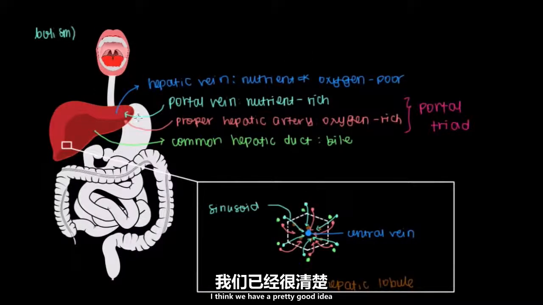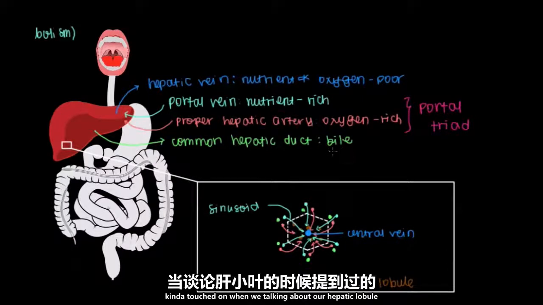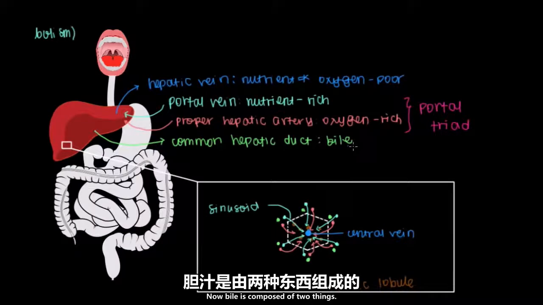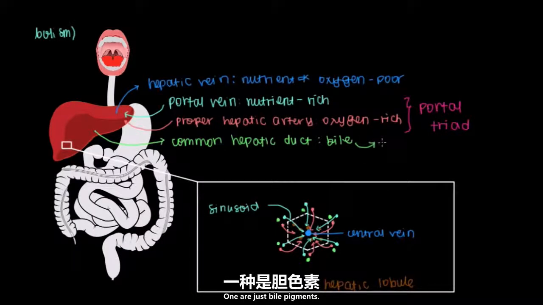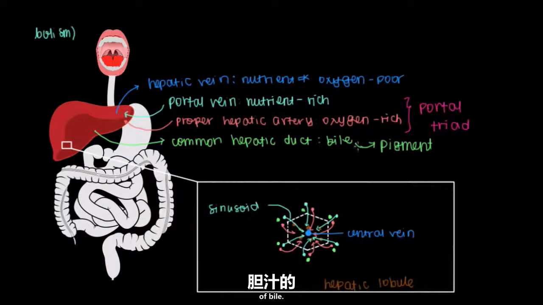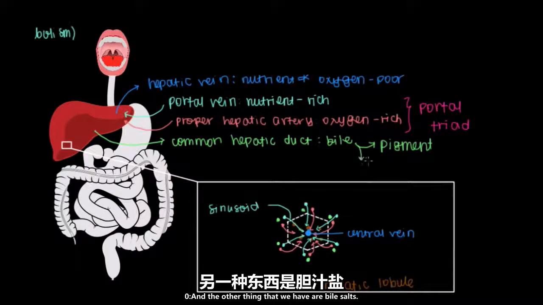So I think we have a pretty good idea of how the liver works. One of the things I touched on when we were talking about our hepatic lobule is that we have bile that's produced in the liver and flows out through the common hepatic duct. Now, bile is composed of two things. One is bile pigments, which are just things that make the color and are not necessarily important for the function of bile. And the other thing that we have is bile salts.